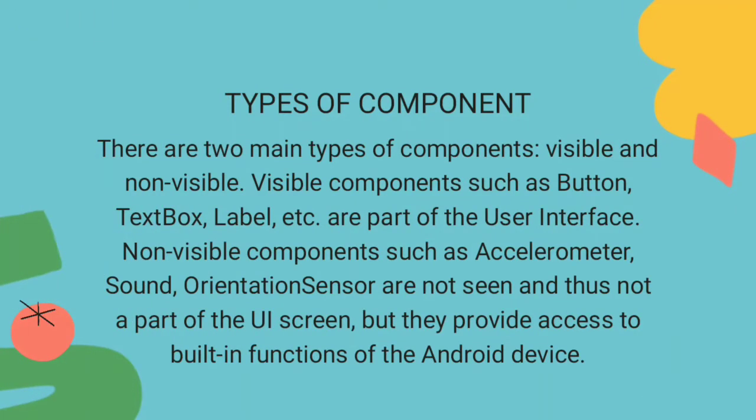And then next, types of component. There are two main types of components. Those are visible and non-visible. Visible components such as button, text box, label, etc. are part of the user interface. And non-visible components such as accelerometer, sound, orientation sensor are not seen and thus not a part of the UI screen, but they provide access to built-in functions of the Android device.